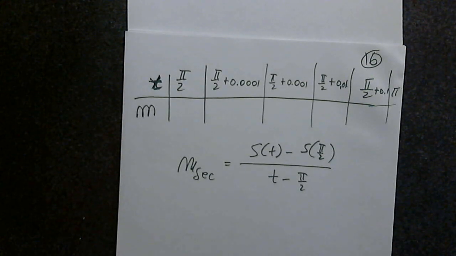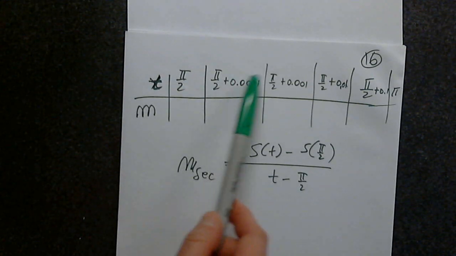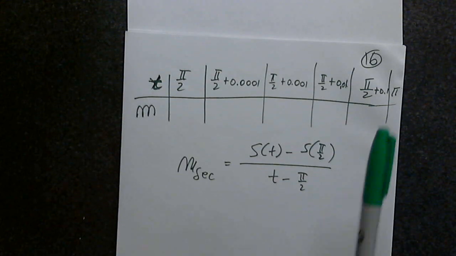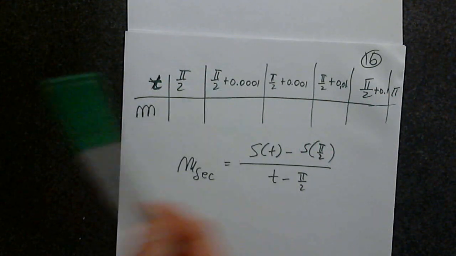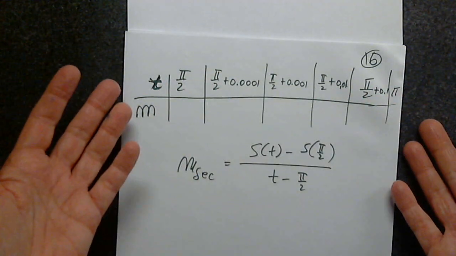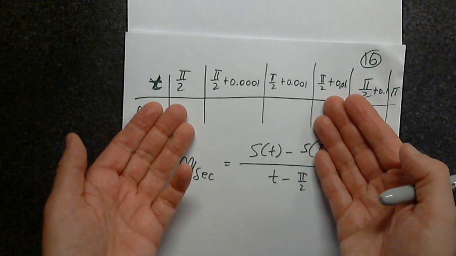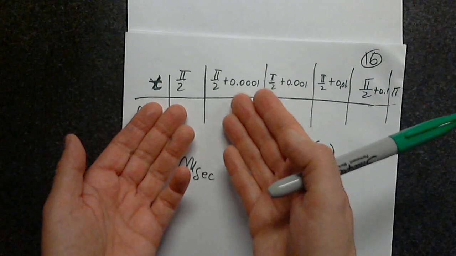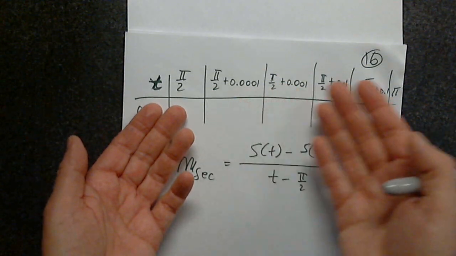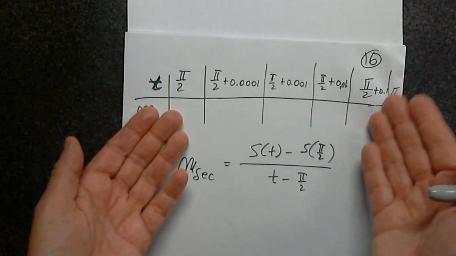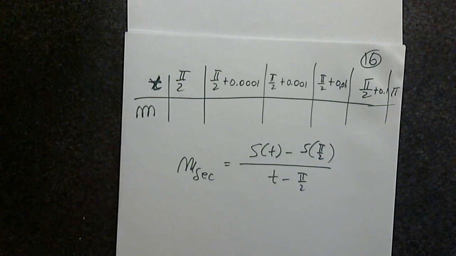So I will put this in the graphing calculator and plug in those numbers, starting from further away to closer. But this is the correct order. This is pi over 2, pi. This is pi over 2 plus 0.1 plus 0.01 plus 0.001 plus 0.0001. So these are closer and closer to pi over 2. This is further away. So let's plug it in: y equals. Parentheses, please, around the numerator.